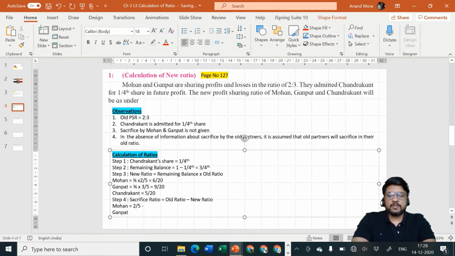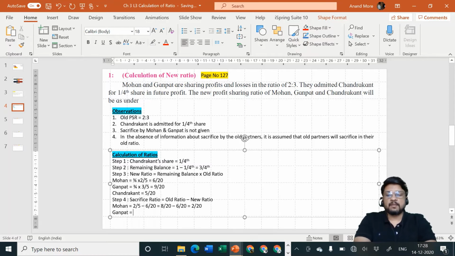Okay, so Mohan will specify my old ratio was 2 by 5 minus my new ratio is 6 by 20. Now it is difficult for you to calculate like this because the denominators are not same. Let us make the denominator same. 2 by 5 minus 6 by 20. So the first one will have to be multiplied by 4. That comes to 8 by 20 minus 6 by 20. That goes to how much? 2 by 20.